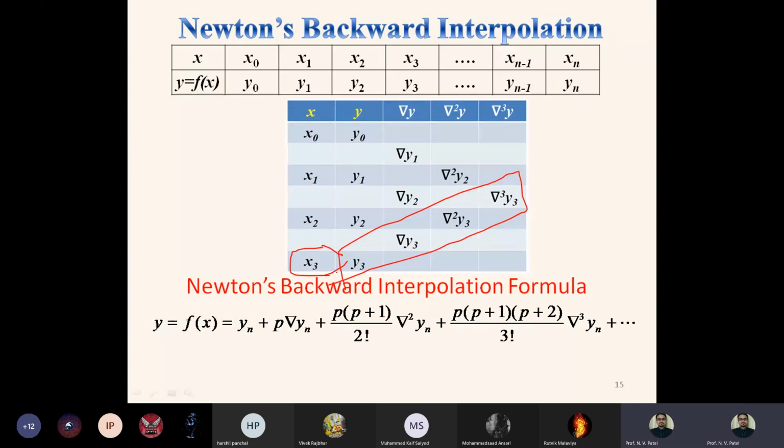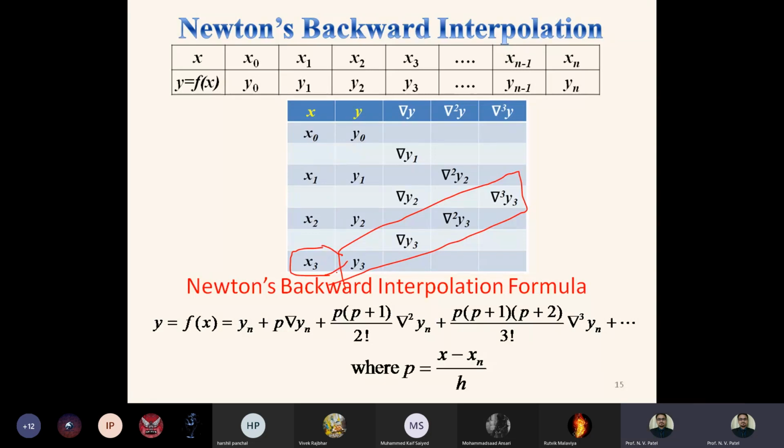In Newton's forward interpolation, there is a minus symbol in the brackets like p minus 1, p minus 2, p minus 3 and so on in the numerator of each term. While in Newton's backward, there is a plus sign, so it is p plus 1, p plus 2, p plus 3 and so on. So this much change will be there between forward and backward. In forward we have to take all the starting values, and for backward we have to consider all the ending values.